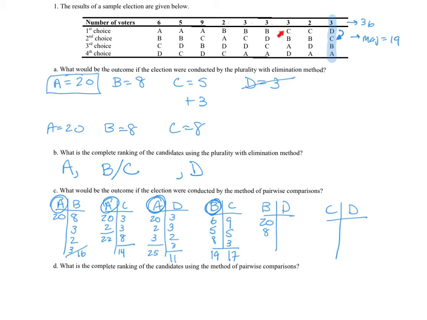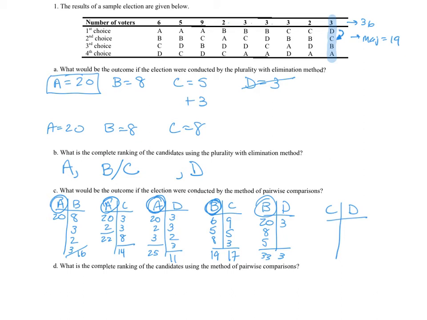Okay, then B. In these 3 votes, B is above D, and in these 2 votes, B is above D. So those 5 votes all go to B. And in the final column, D is ranked first, higher than B, so 3 votes go to D. Okay, so this is 33 to 3. B wins.